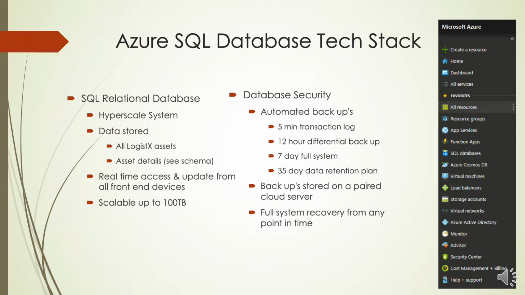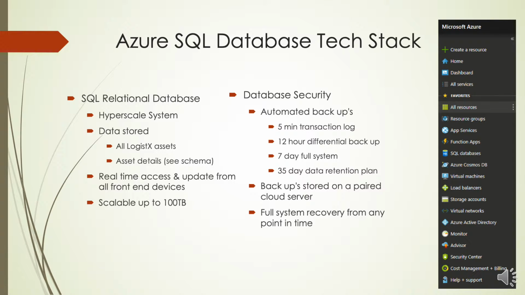The Hyperscale system is scalable up to 100 terabytes, allowing logistics plenty of expansion capability without the need to change systems in the future. To ensure the integrity and security of the logistics database, automated backup will be configured with: 1. a 7-day full automated system backup with a replicated file storage at a second location, 2. a 12-hour differential backup, only data that has been changed within a 12-hour period, 3. a 5-minute transaction log backup, 4.